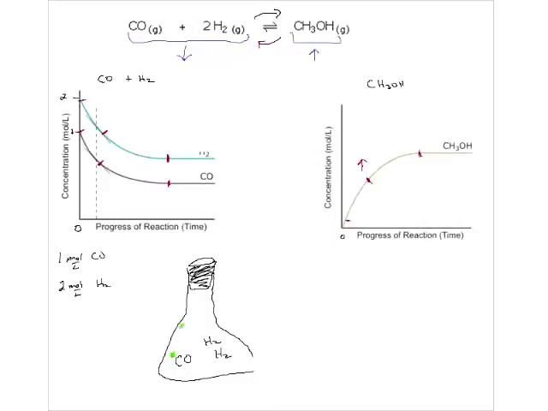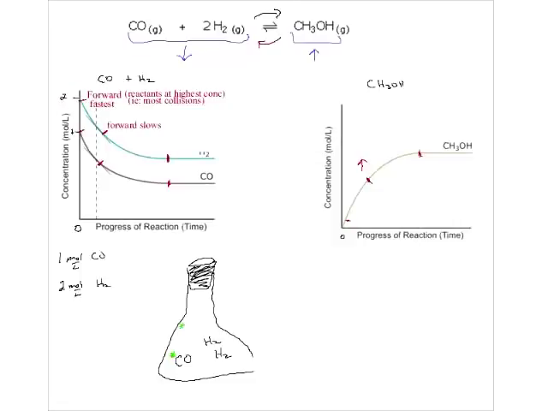So if we do a further analysis here, this is where the forward rate is going to be the fastest. And the reason the forward rate is the fastest here is because this is where the concentration is the highest. So the reactants are at their highest concentration. This is where we're going to get the most collisions. So the forward rate is going to be fastest here.